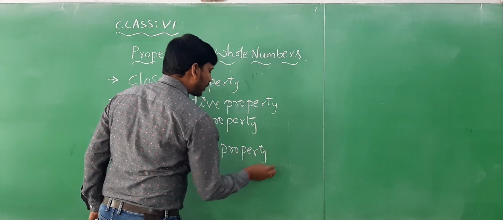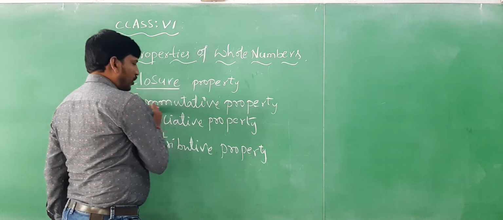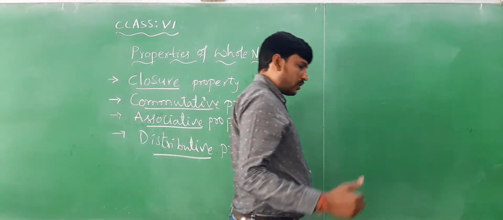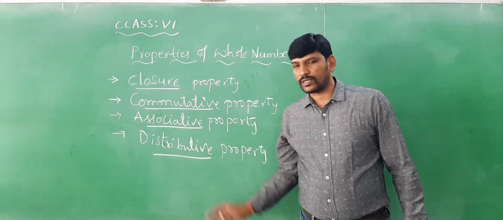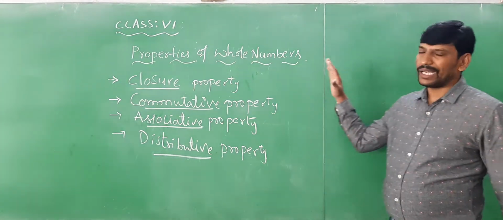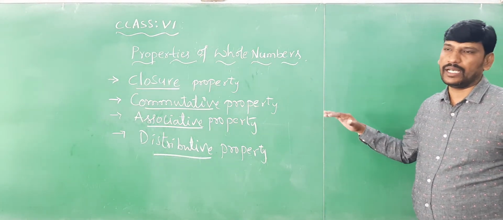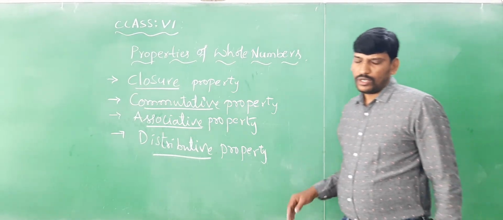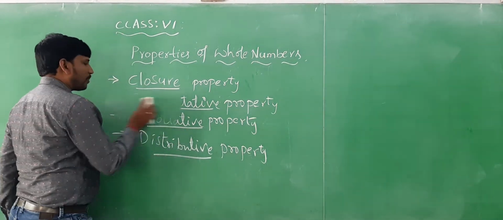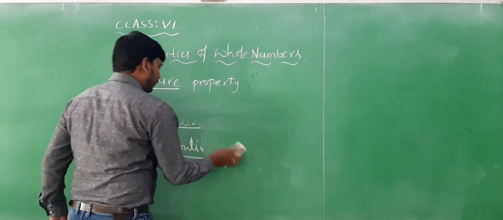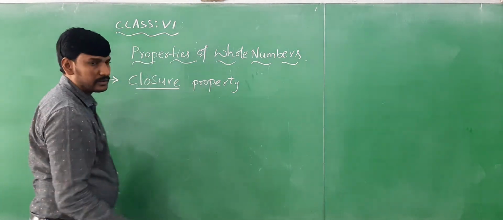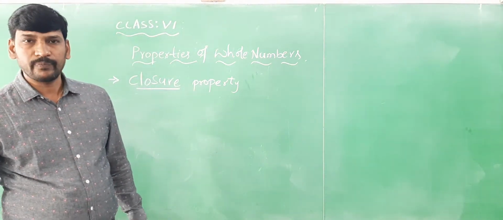So what is closure property? What is commutative property? What is associative property? What is distributive property? We are going to discuss. To explain these four properties, we are going to use the basic operations of mathematics, that is addition, subtraction, multiplication and division. Right, children? So we start with the first property, closure. This property may be satisfied under addition, subtraction, multiplication and division of whole numbers.